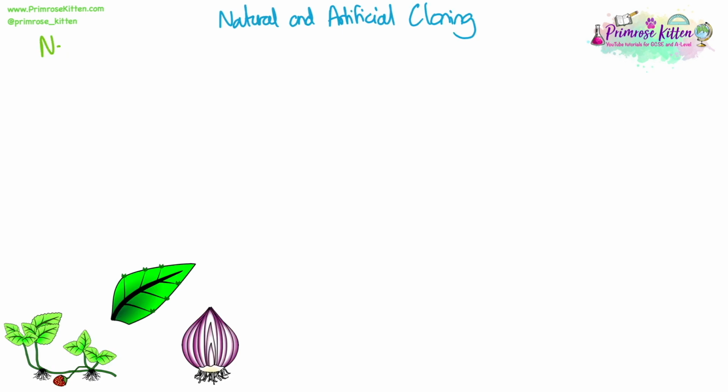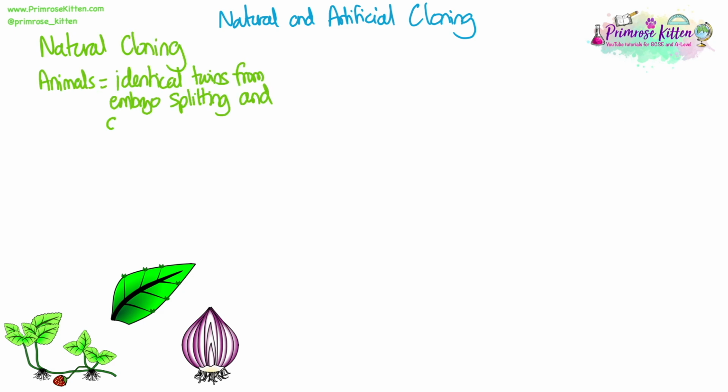Natural and artificial cloning. Natural cloning. In animals, identical twins form from embryo splitting, and asexual reproduction occurs in some insects like aphids. So these are the only two examples of natural cloning in animals, when we get an identical twin from an embryo splitting before it then goes on to develop into two separate embryos, but they are identical, and also some insects are able to asexually reproduce.